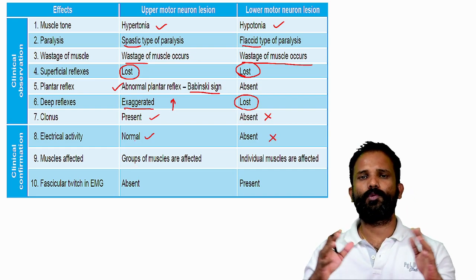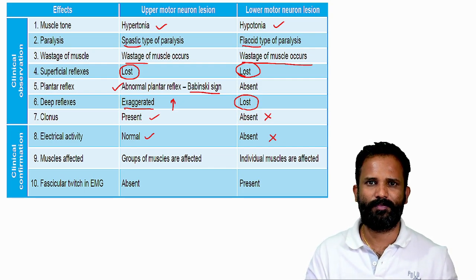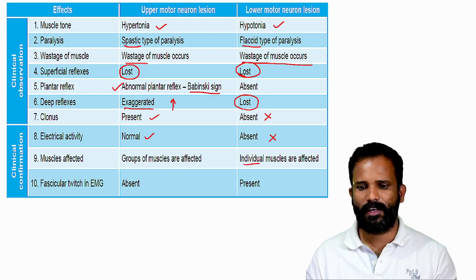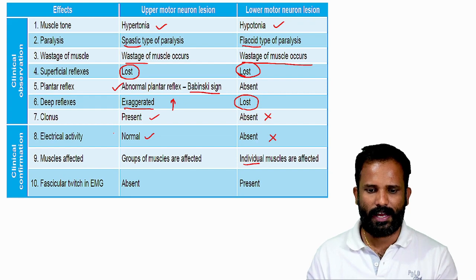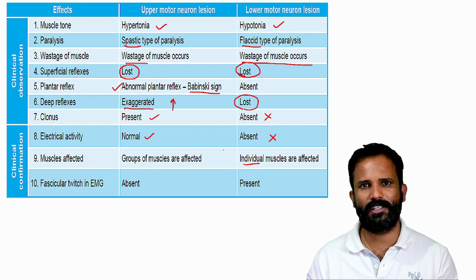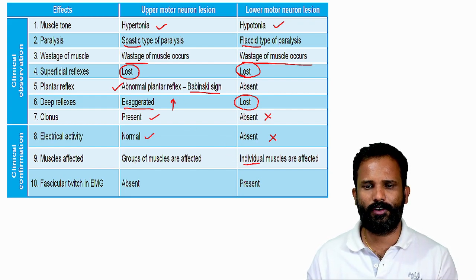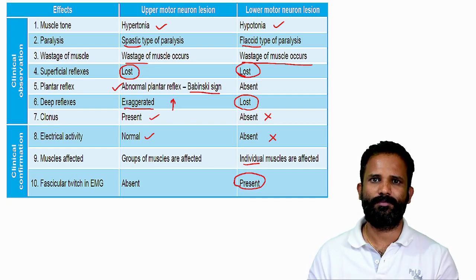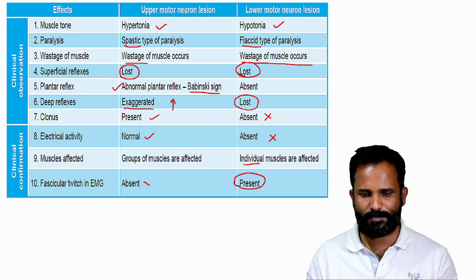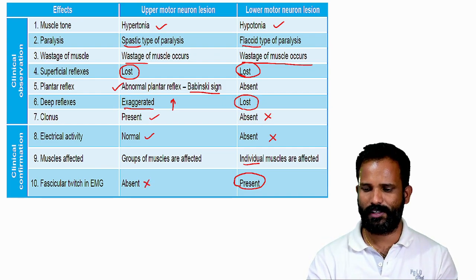Usually upper motor neuron lesion involves groups of muscles, like hemiplegia or paraplegia. But in lower motor neuron lesion, individual muscles are affected. And fasciculations in EMG represent injury to the lower motor neuron. Such fasciculations are present in lower motor neuron lesion, and are absent in upper motor neuron lesion.